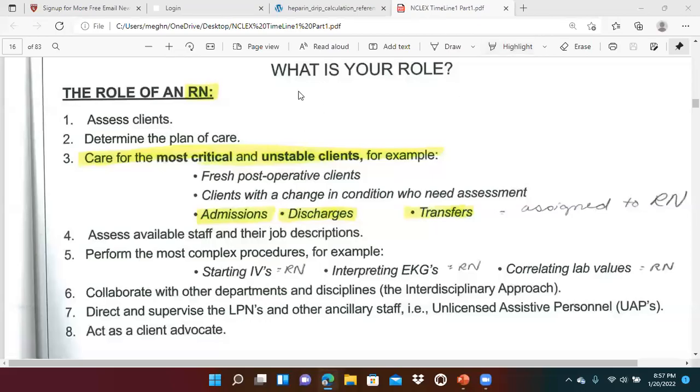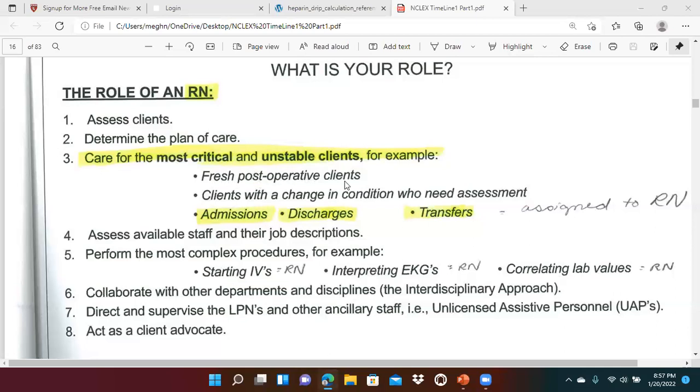So here we are going to discuss the role of an RN. As an RN, what should we do? First of all, assess the patient or client, determine the plan of care for your patient, and also care for the most critical and unstable client. For example, the fresh post-operative client.